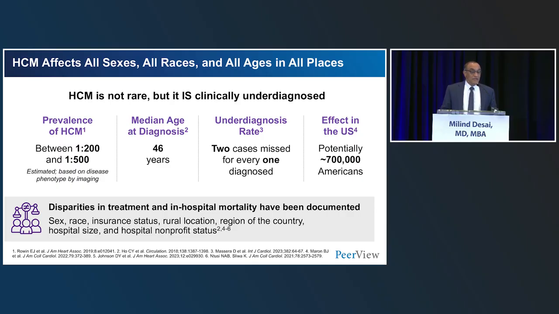Two cases are missed for everyone diagnosed. In the United States, there are about 700,000 patients. The world has 8 billion people? Do the math. That's a lot of patients. And there is a significant amount of disparity in care based on where you live, what your insurance status is, hospital not-for-profit status, et cetera, et cetera.